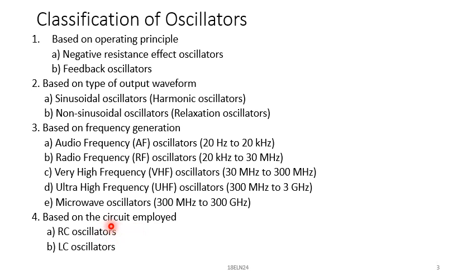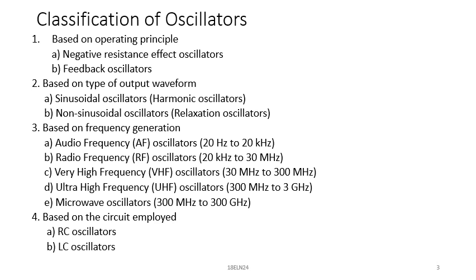Generally, RC oscillators are used to generate frequency in the audio range, so we call this type the audio frequency oscillator. It will generate a frequency in kilohertz, from 3 kHz to around 20 kHz. The LC oscillator will generate a frequency of more than 20 kHz, so we call it an RF oscillator. So these are the types of oscillators based on operating principle, based on the type of output waveform, based on frequency generation, and based on the circuit employed in the feedback.